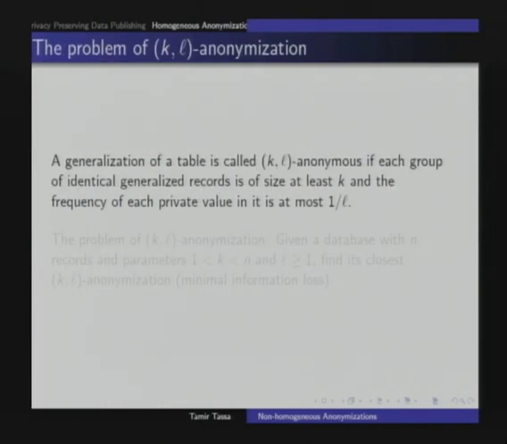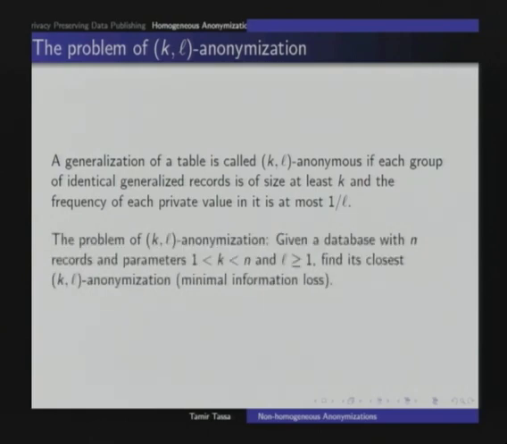So finally, the problem of k-anonymization. A generalization of a table is called k-anonymous if each group of generalized records which is indistinguishable, I'm sorry for the word identical here, which is a bit misleading, is of size at least k, and the frequency of each private value in each such block is at most 1 over L. The relative frequency within each block is at most 1 over L.